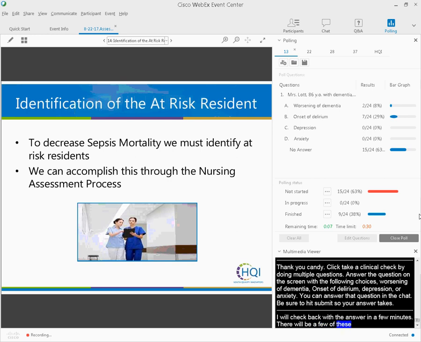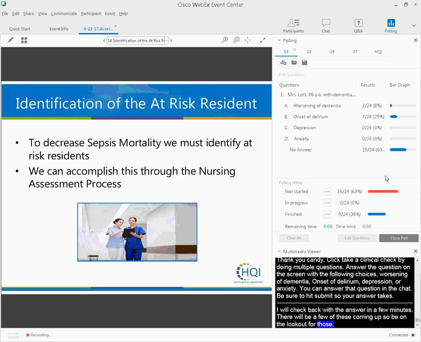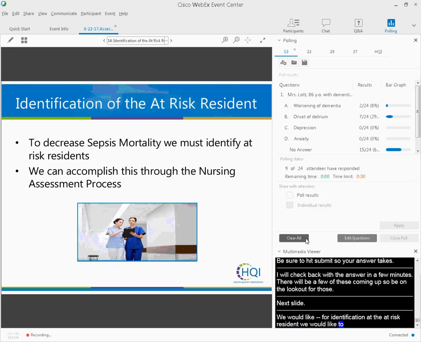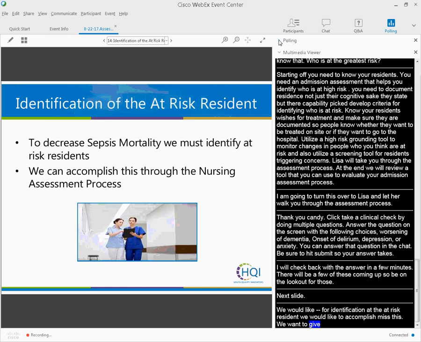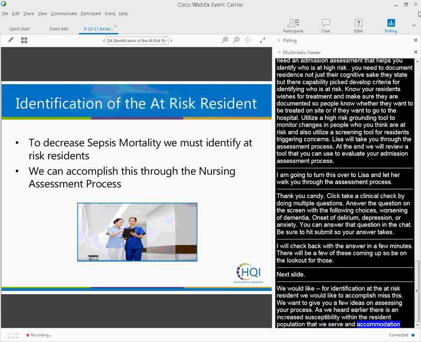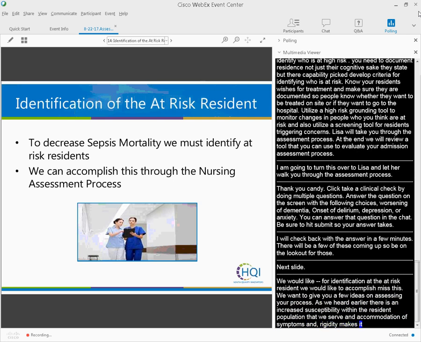For identification of the at-risk resident, we'd like to accomplish this in the next part of the webinar. We want to give you some quick ideas on evaluating your nursing assessment process and providing resources. As we heard earlier, there is an increased susceptibility within the resident population that we serve, and a combination of symptoms and comorbidities really makes it difficult to detect. That clearly marks the need for early identification, as Candy said.